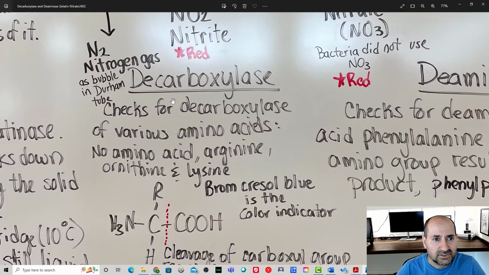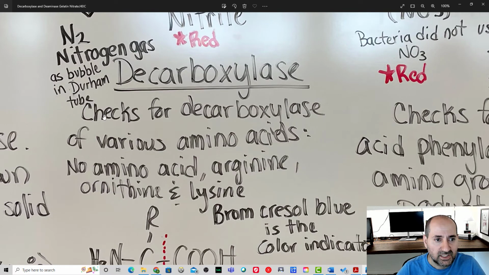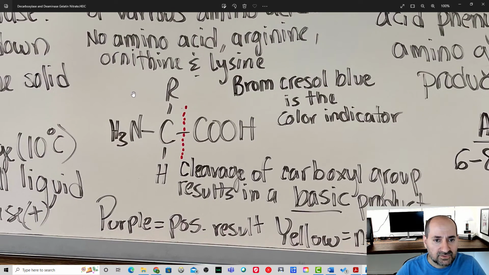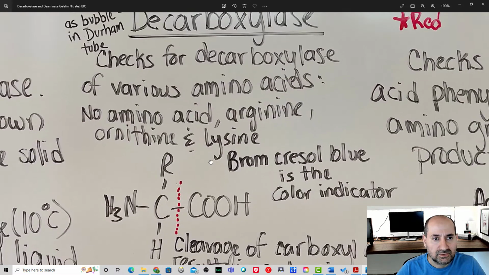All right, next, the decarboxylase test. Do you recall the decarboxylase test? This checks for the enzyme decarboxylase. Just to remind you, amino acids look like this. They have an amino group, a carboxyl group, an alpha carbon, and a hydrogen, as well as a side chain. Decarboxylases remove the carboxyl group. You see this dashed red line. They remove the carboxyl group, leaving behind a basic product.